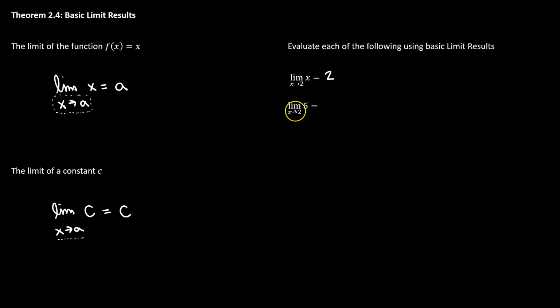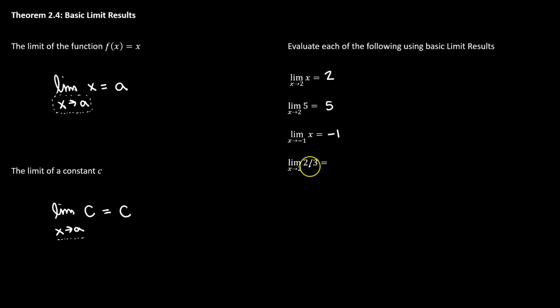Next one, the limit of the constant 5. X is approaching 2, but 5 is 5 all day long. X going to 2 does not change that. Next one, I'm looking at the limit of the function x. X is approaching -1, so that tells me to replace the x with -1.